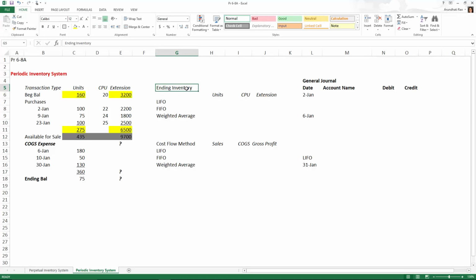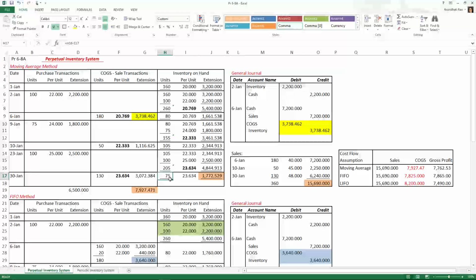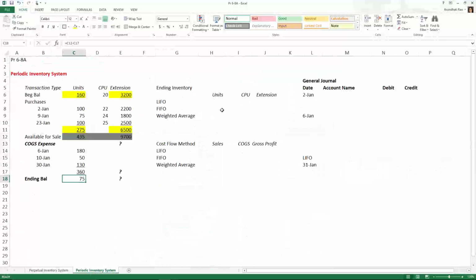So in the periodic inventory system, at the end of the period, we will first identify how many units we have on hand, and the number is 75, and it's the same that we had over here, ending units of 75. So regardless of which method we use over here, we have 75 units available on hand at the end of the period. What's the cost per unit?